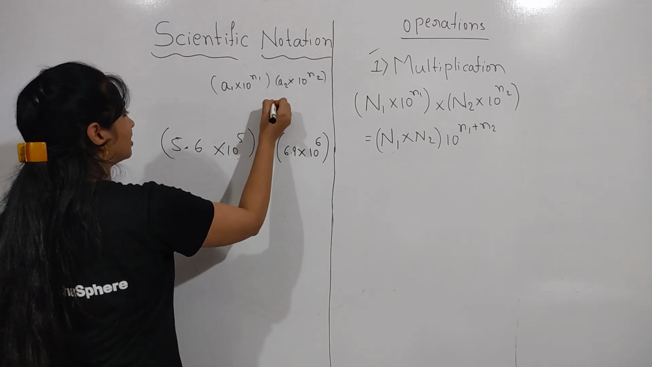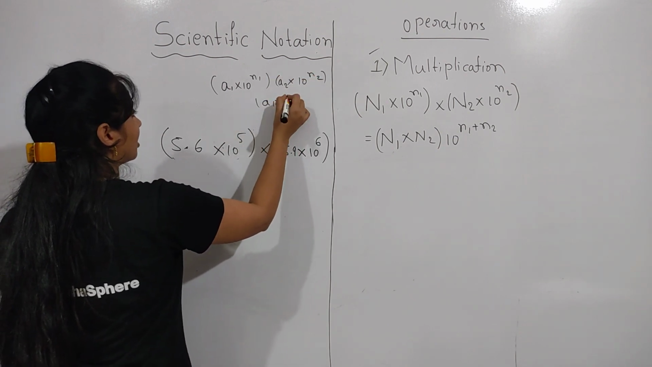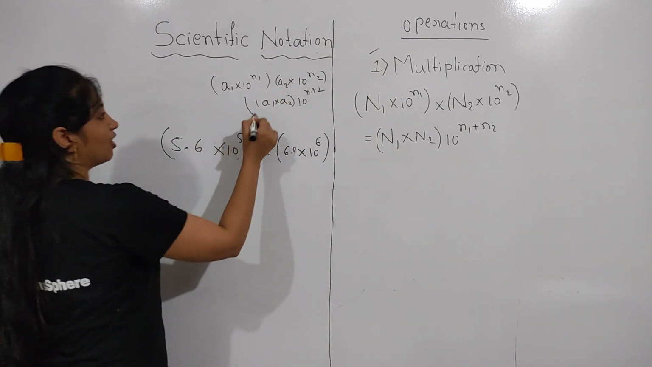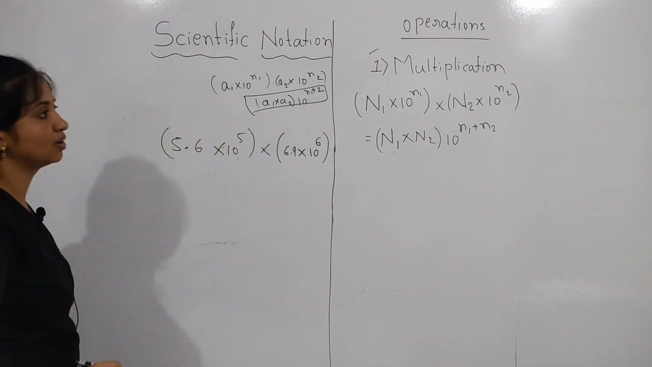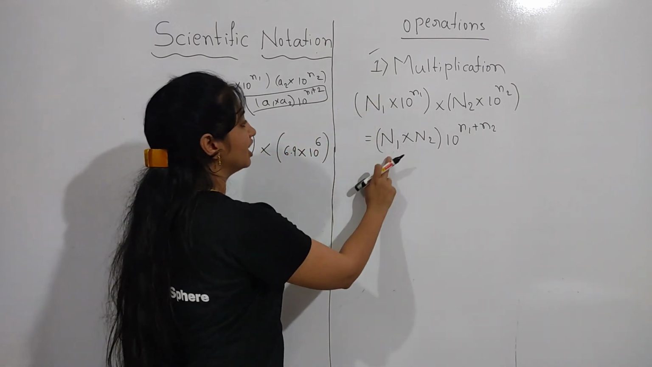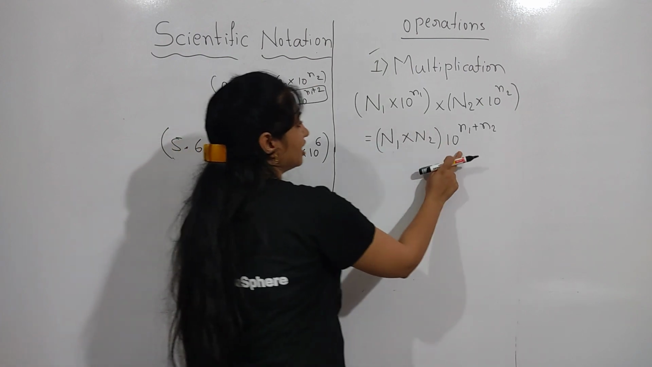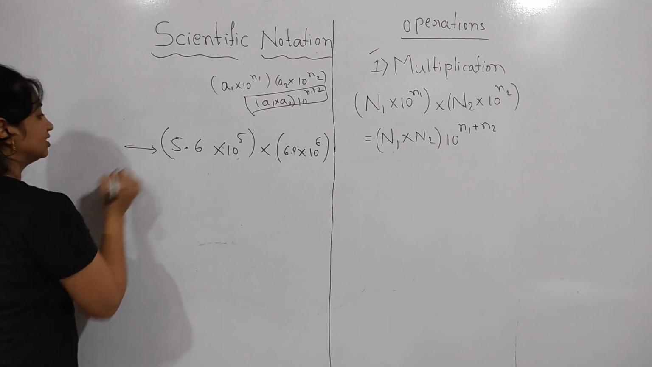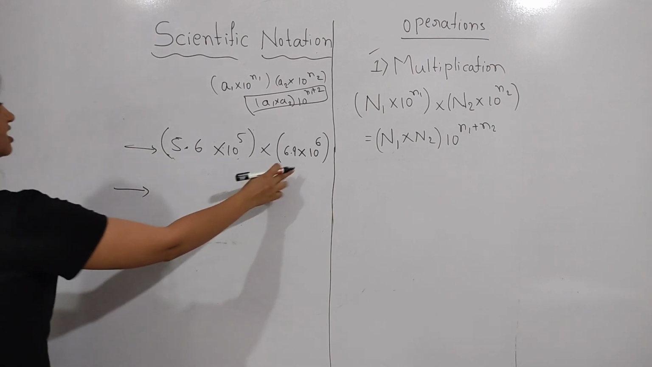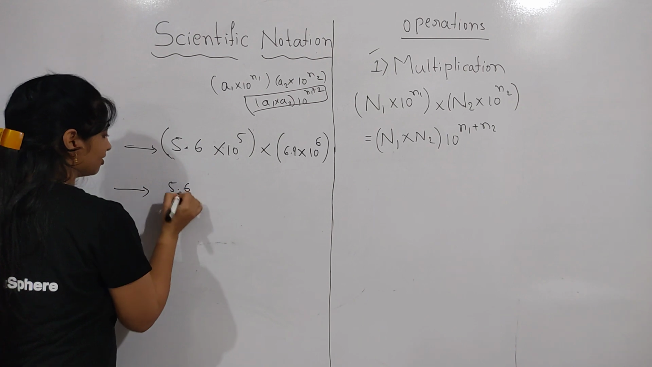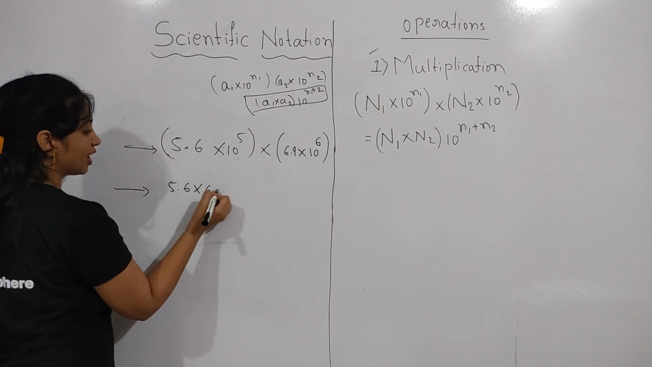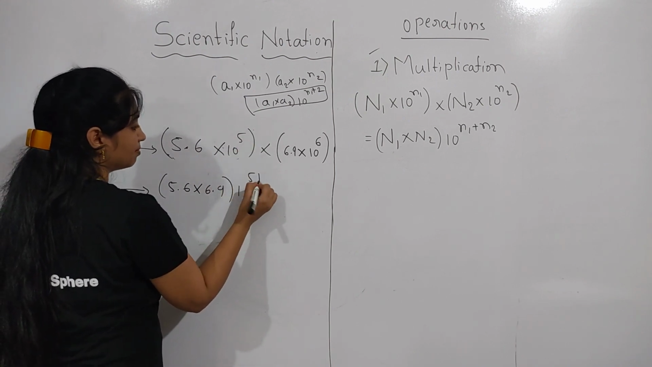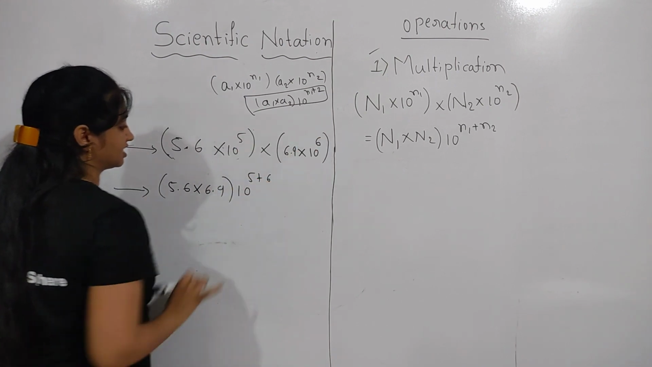Then you have A1 into A2 and 10 raised to n1 plus n2. You know this formula. So like that, n1 into n2, 10 raised to n1 plus n2. I multiplied 5.6 and 6.9. 5.6 into 6.9. Then 10 raised to 5 plus n2, which means 6.